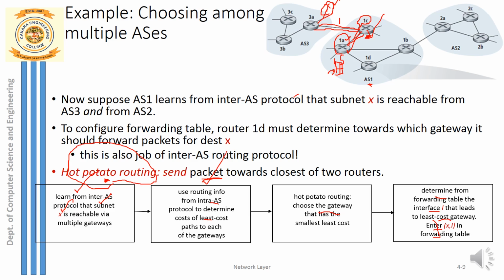Directly, through the shortest path only, you can reach that destination subnet X. So that shortest path information is maintained in the forwarding table. This copy also should be maintained here at the edge router, so that the forwarding table is maintained. So this is how hot potato routing takes place in the autonomous system.